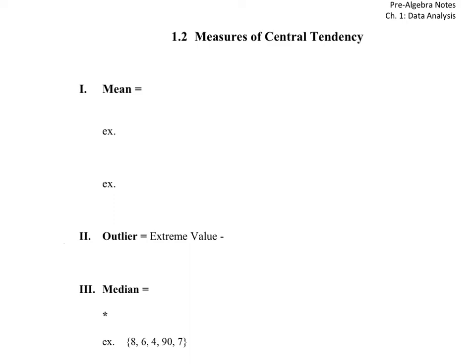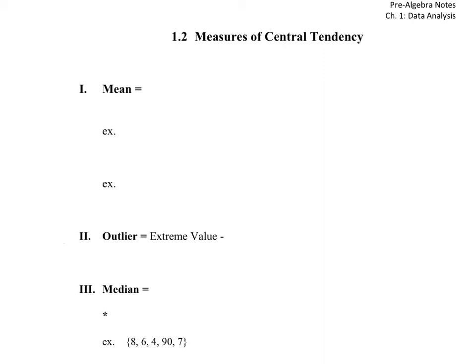Chapter 1, Section 2, we're doing measures of central tendency. A lot of this you've seen before, there's probably some new stuff too, so I'd stick with the video. What we're talking about with measures of central tendency is what are different ways that you could come up with a number that represents a big group.